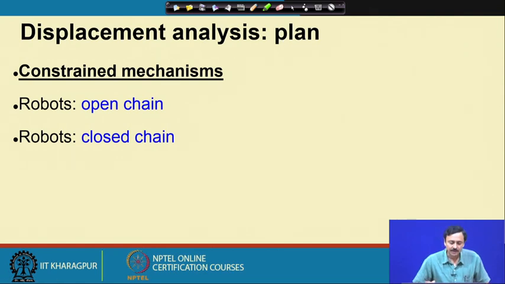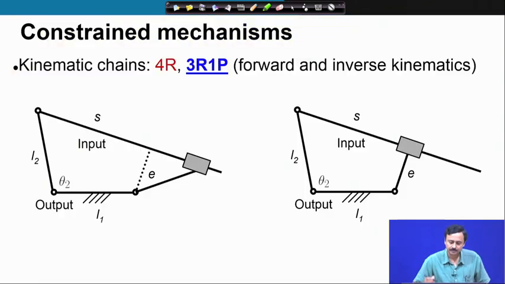So, this is our plan which we are following. We are discussing the constraint mechanisms. Subsequently, we will discuss the displacement analysis of robots. So, today we are going to look at the displacement analysis of a constrained chain, specifically the 3R1P chain of type 2, which I have shown here. We are going to look at both the forward and inverse kinematics problem.